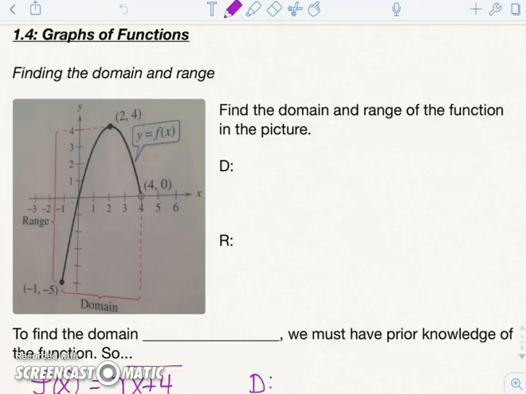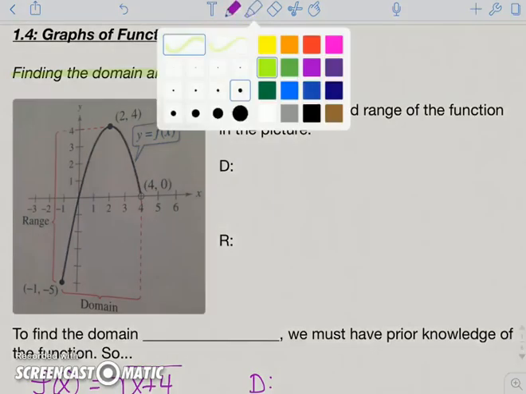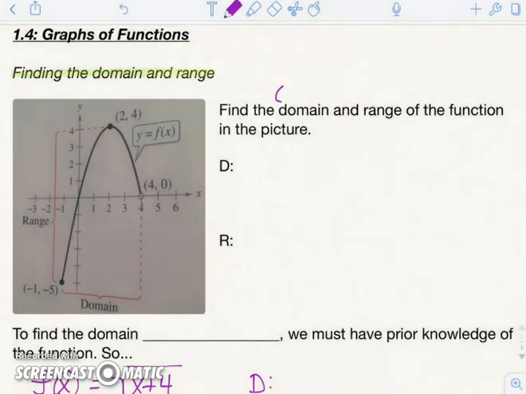Section 1.4 looks at graphs of functions in a few different pieces. So the first is finding a domain and a range. This is our first topic here. And a domain, if you are familiar with this or have heard of this before, these are all of our x values, and the range is all of our y values.